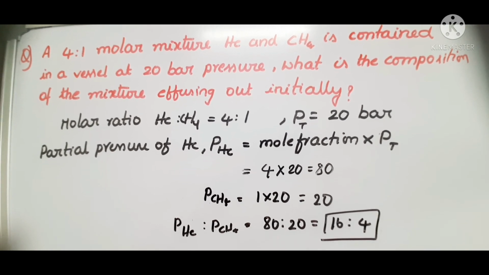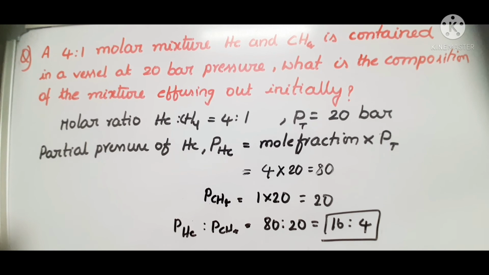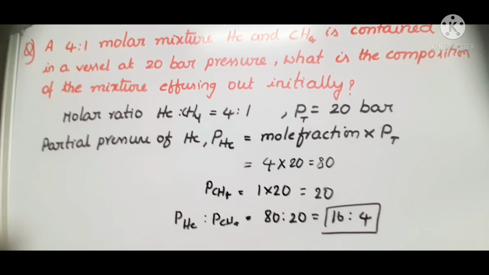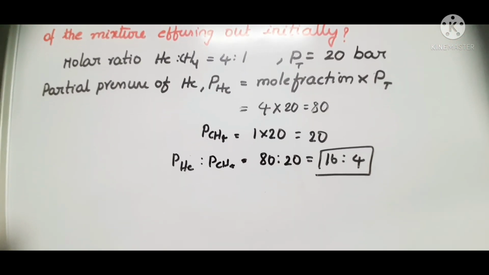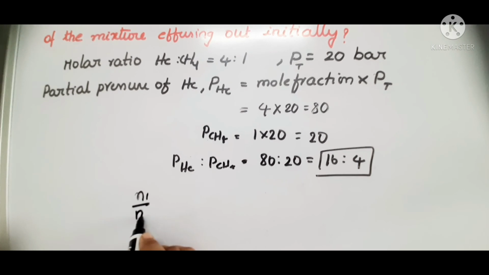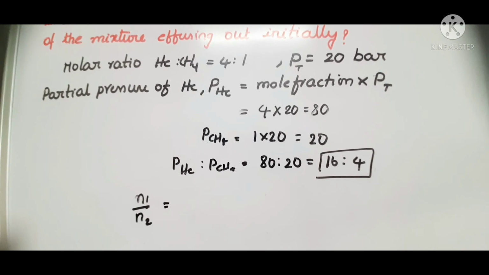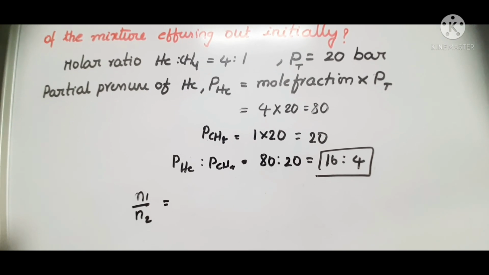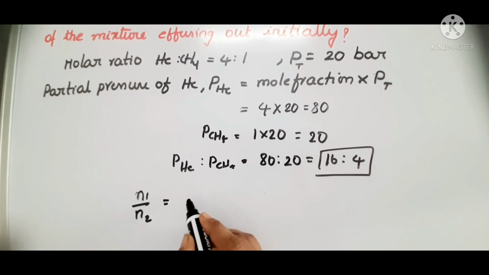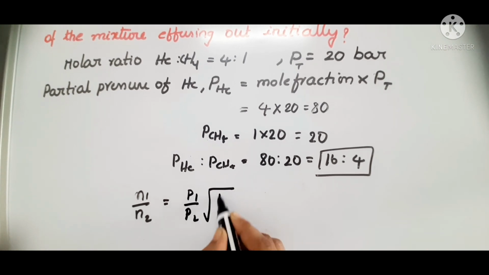Why you need to calculate this partial pressure ratio? Because you have a relation like composition mole fraction N1 by N2 equal to P1 by P2 into square root of M2 by M1. So R1 by R2 becomes N1 by N2.